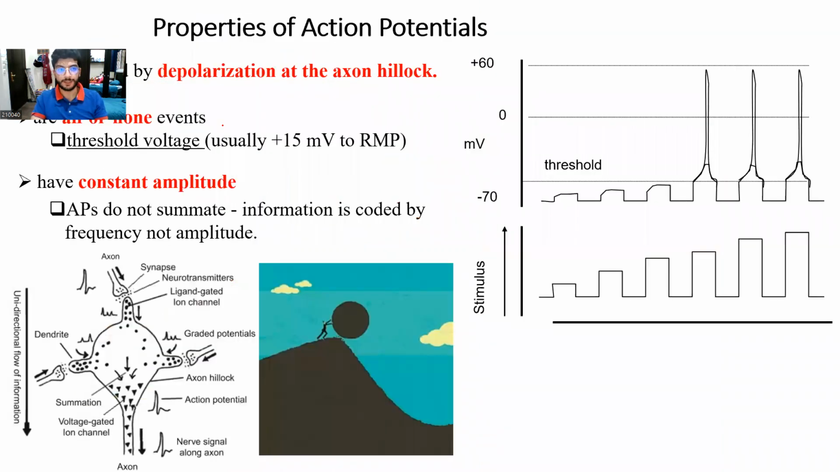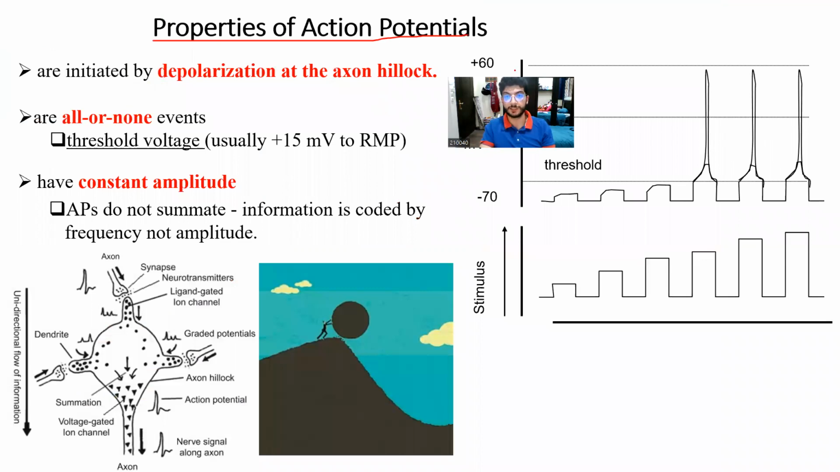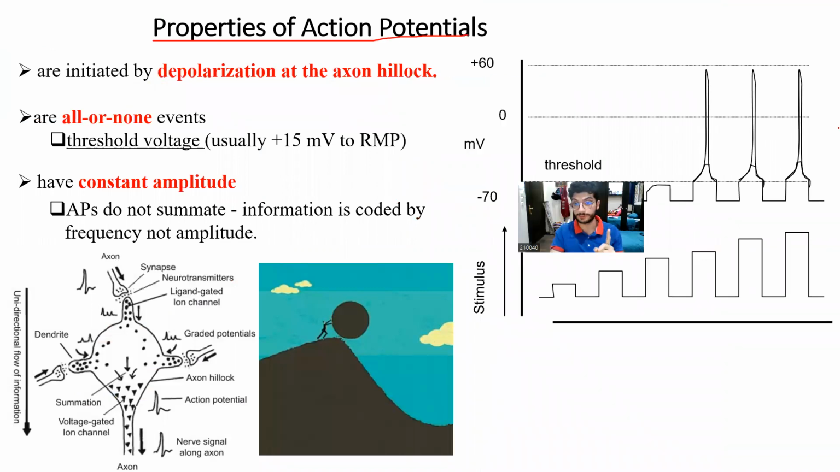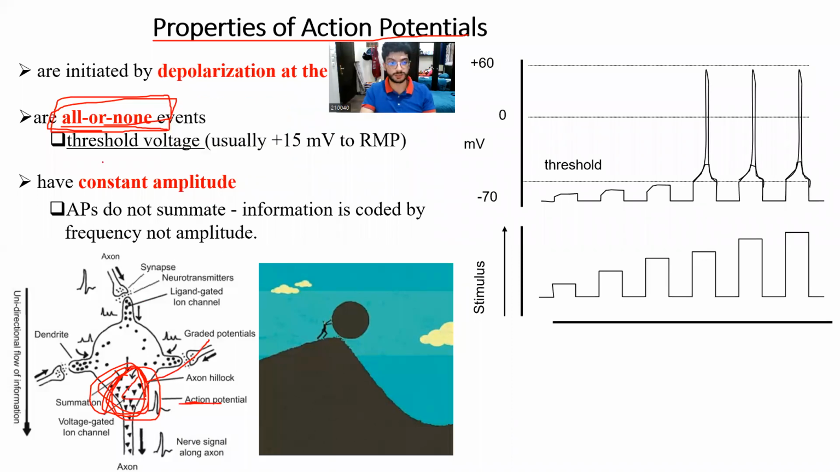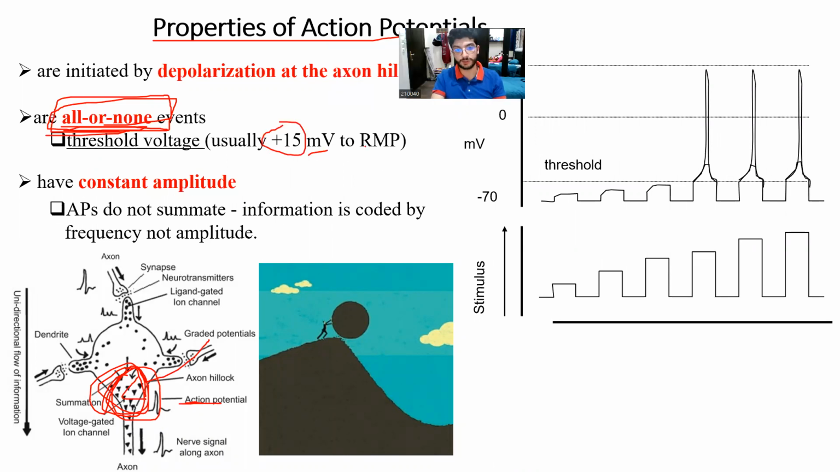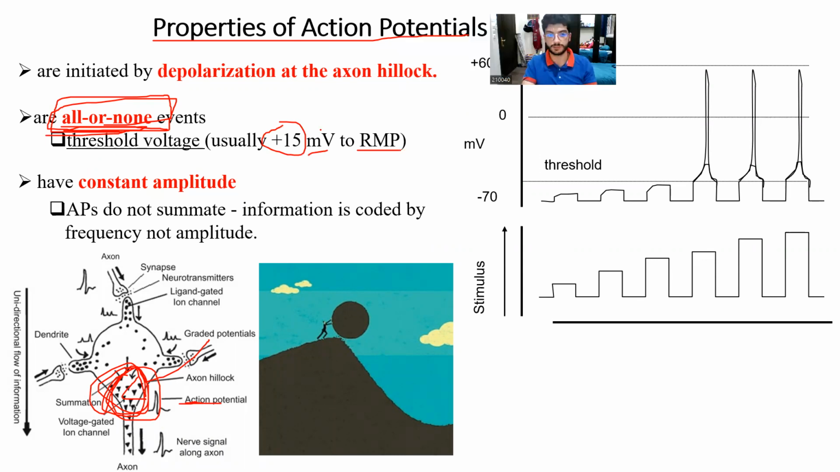Either way, let's discuss the properties of an action potential, and they're different than graded potentials. Action potentials are different in that they're all or none, meaning once it happens, it won't stop. It's unstoppable. Once over here, the trigger zone, you see the trigger zone? Once it reaches threshold and the action potential is triggered, it will travel down the axon and continue downwards. It will not stop. This is what all or none means. And the threshold is usually about 15 millivolts higher than the resting membrane potential.